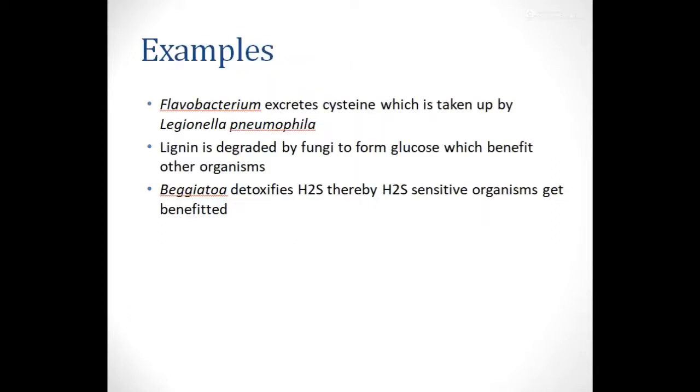Another example is Flavobacterium. Sometimes Flavobacterium can excrete cysteine. And cysteine is a sulfur-containing amino acid, which might be needed by certain other bacteria. Legionella pneumophila can utilize this cysteine excreted by Flavobacterium, and it gets a benefit from it. So that is a type of commensalistic relationship.